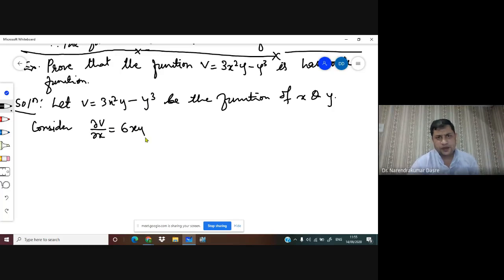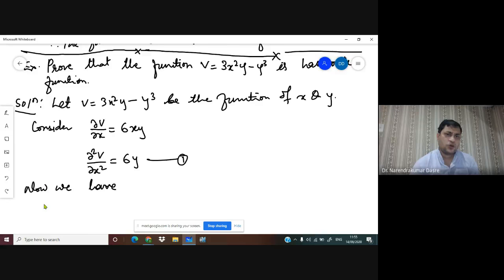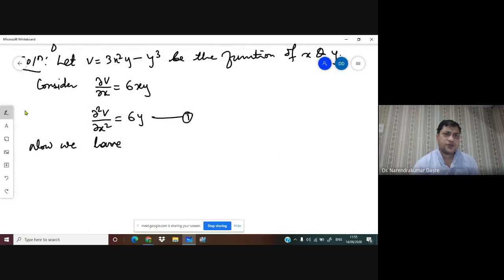So it will be 6xy. And then I'll be having double square v by double x square. So it is going to be 6y. So let this be equation 1. And now we have to find the derivative with respect to y.